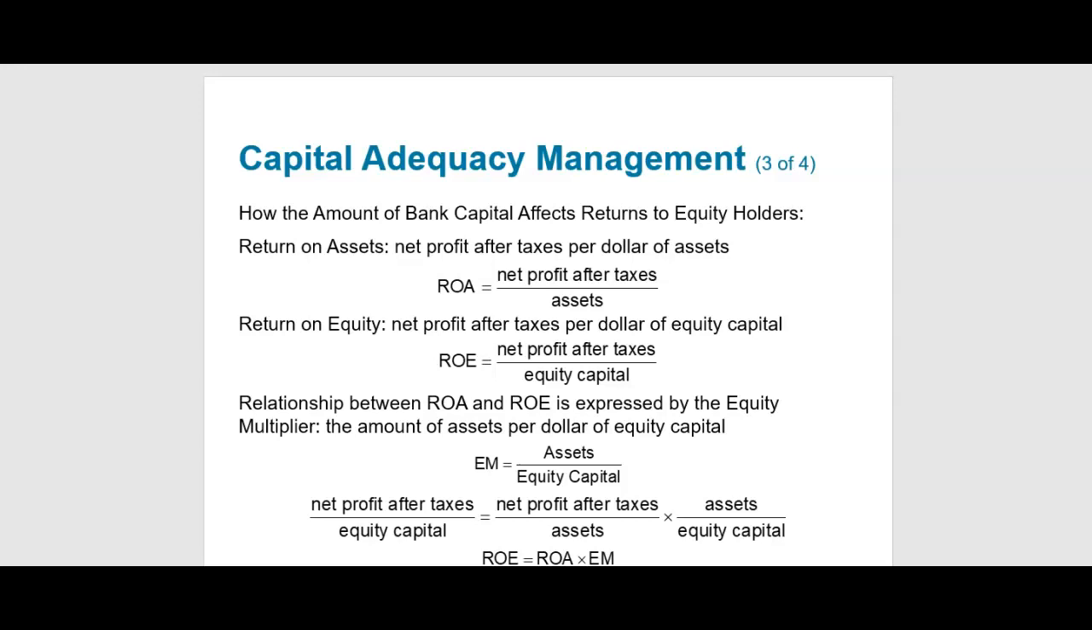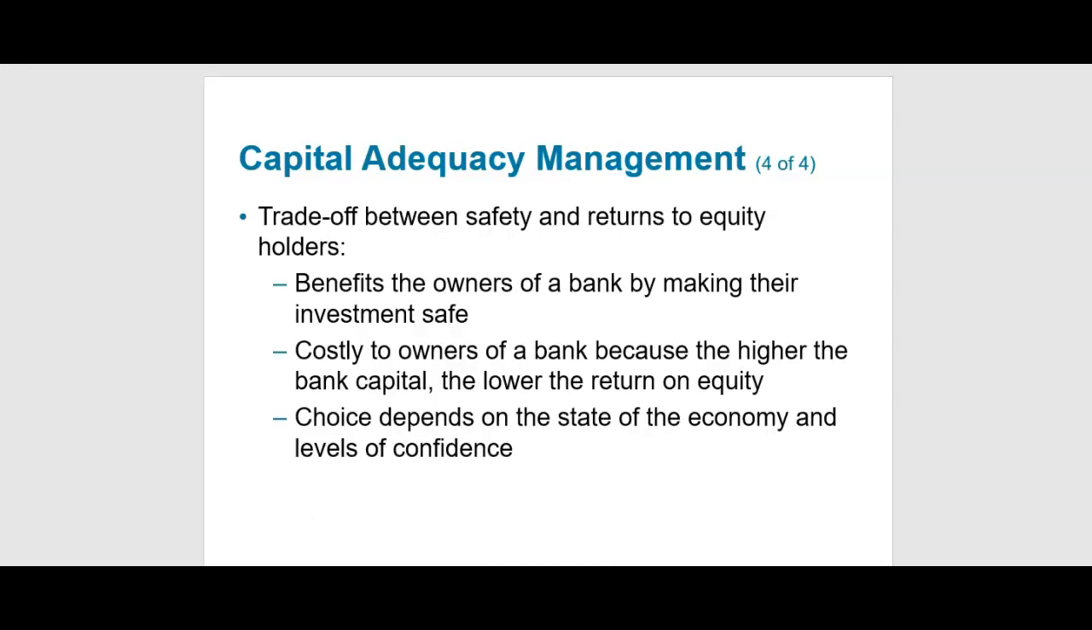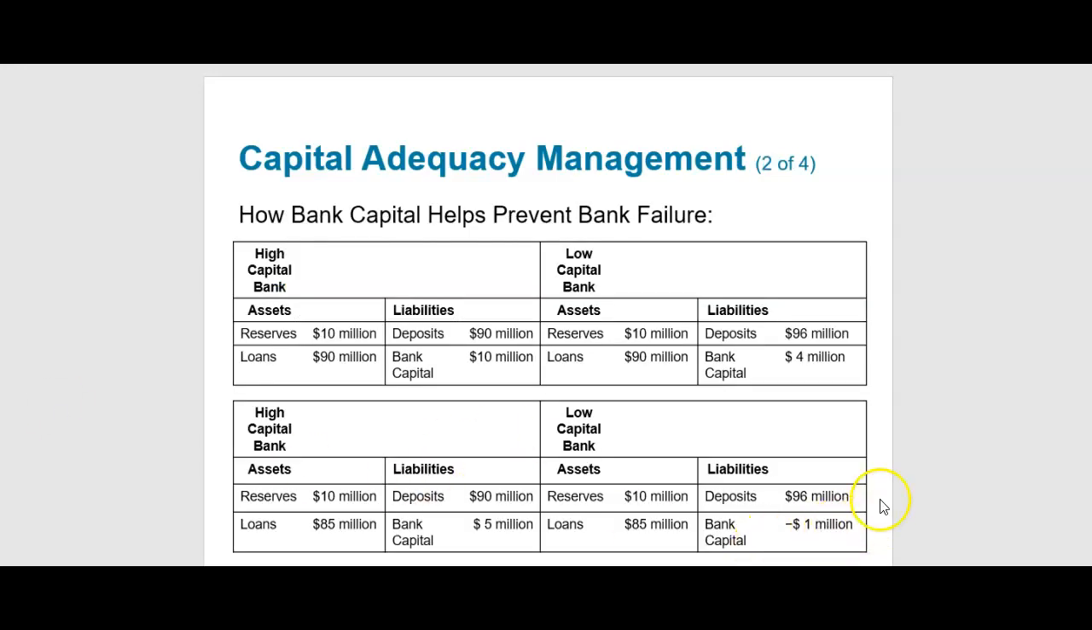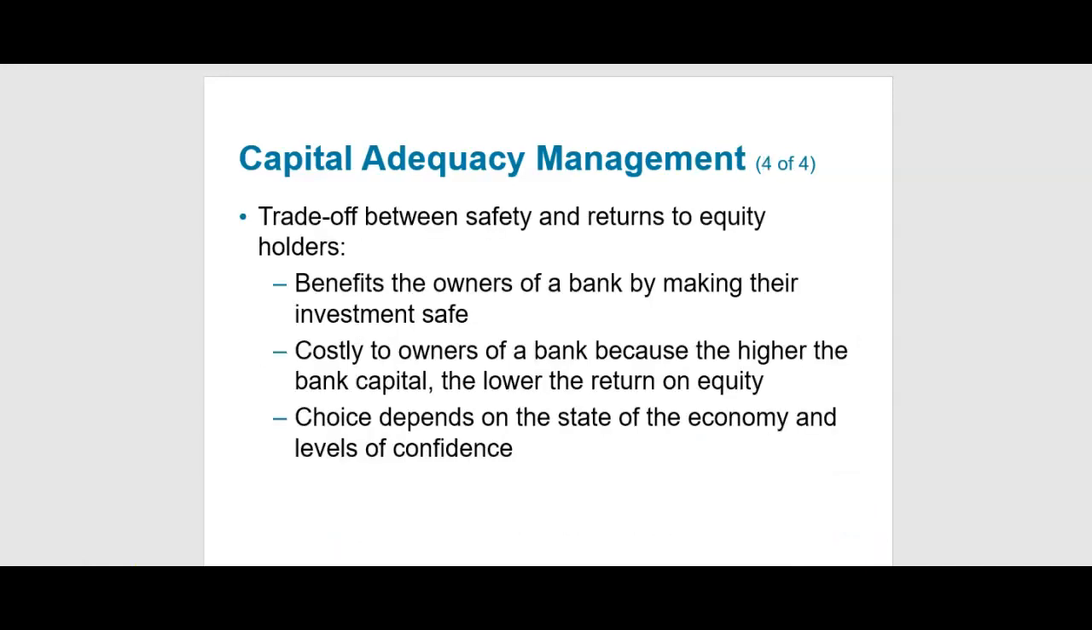The idea is the higher the equity, the safer the bank is, but the higher the equity capital, the lower the ROE is. So the trade-off here is that we benefit the owners of a bank by making their investment safe, so the bank is not going to go belly up. Otherwise, in the case of negative equity, the bank is going to end up shutting down and the shareholders are going to lose everything, or it is going to start fraudulent behavior, and we're hoping that doesn't happen because there is a lot of regulation in place.